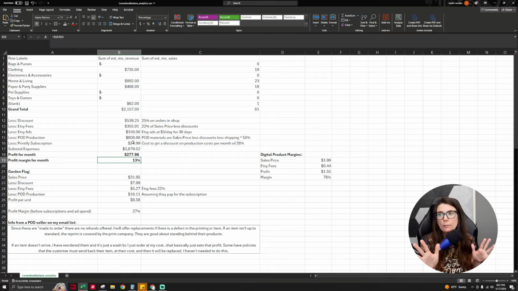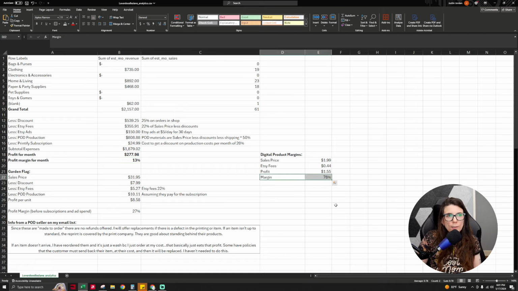I don't even know if they're paying for any outside subscriptions other than this. I'm just going to assume it's just these, and they're earning $277.98 each month selling print on demand on Etsy before taxes. So it's a 13% profit margin. And if you were curious what my profit margin was for the month, my profit margin sits at 78% selling digital products.